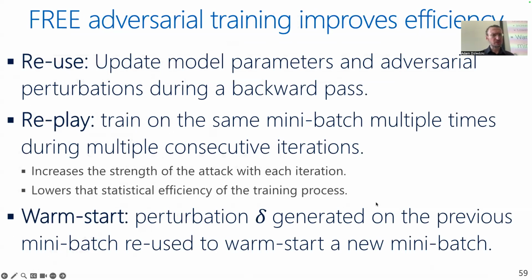Also in the lecture we mentioned that with this replay, you actually do the training by replaying the same mini batch, in this case 7 times, if it's a PGD 7-step, right? So actually this lowers the statistical efficiency of the training process. In the training, it's much better if you use a different mini batch for every single iteration.